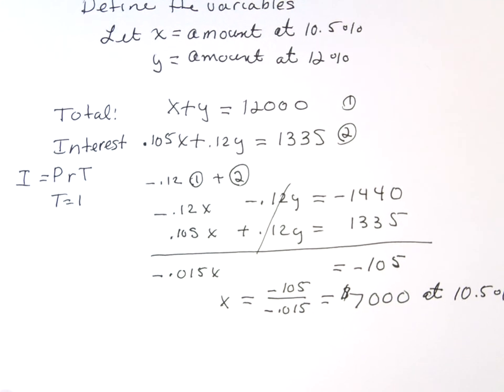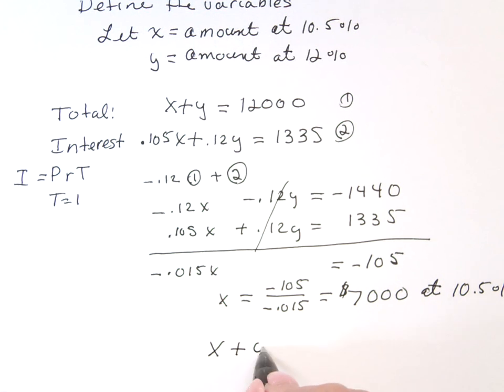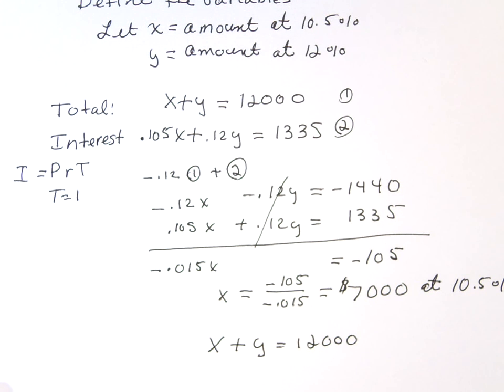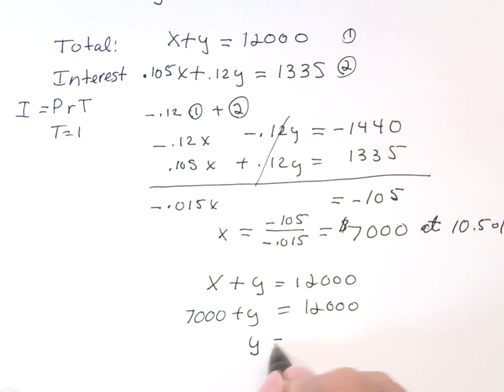This is when life becomes easy, because I know that the two investments have to add together to give me 12,000. So that's 7,000 plus y equals 12,000. Now we're home free. Y is $5,000 at 12%.